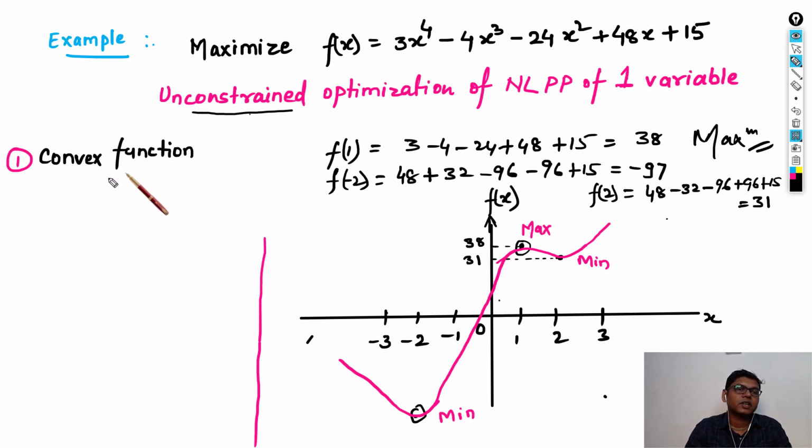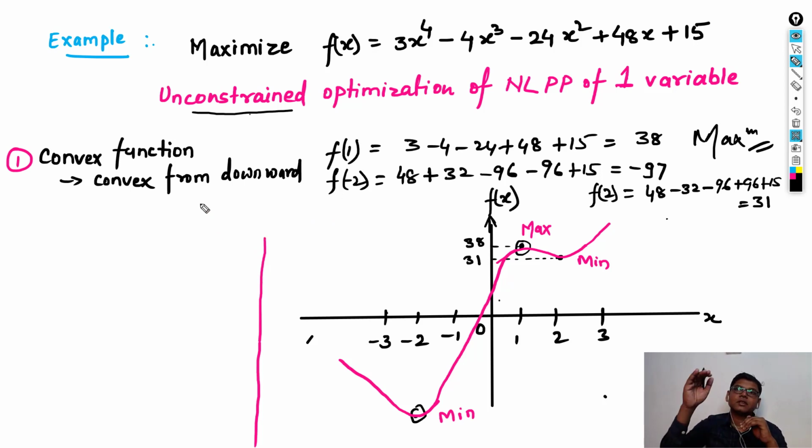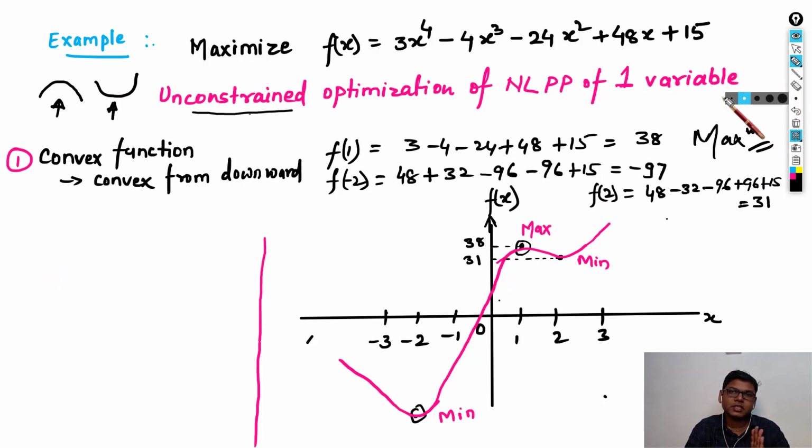A convex function means, just remember, a function which is convex from downward is known as a convex function. Let's suppose this is the diagram of a function. From below you have to check whether it looks convex or concave. If you are looking from down and it looks concave, then it will be a concave function. This one, from below, looks convex, so that will be a convex function. That is the definition, that's all. This much only you remember, it's very easy to remember.